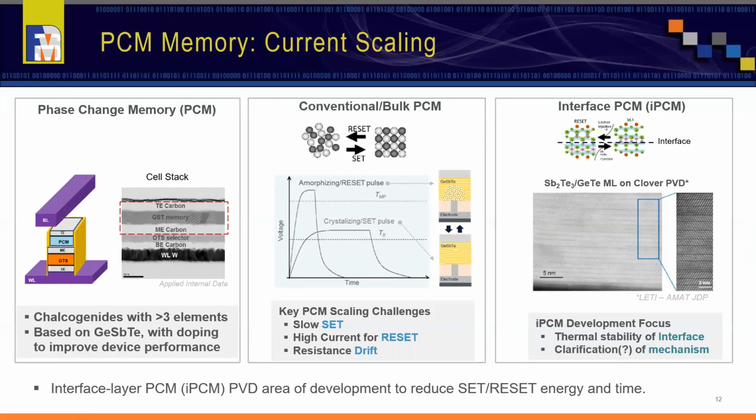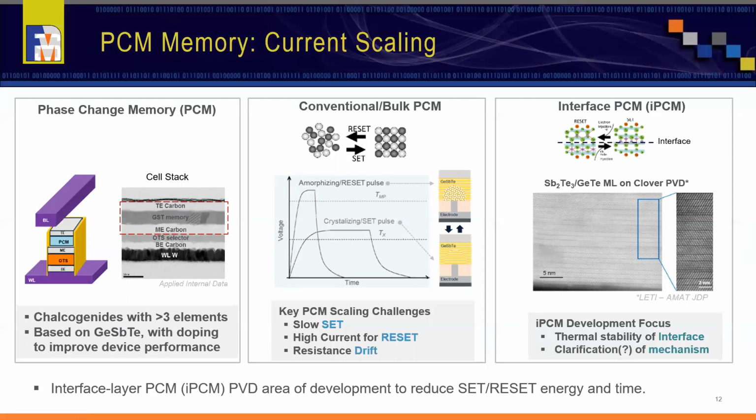The conventional phase change memory is based on bulk materials, which transforms from crystalline phase to amorphous phase and then back again. The physics of crystallization dictates a longer time for crystallization than amorphization, and also one ends up with a slow set time and high current for reset.